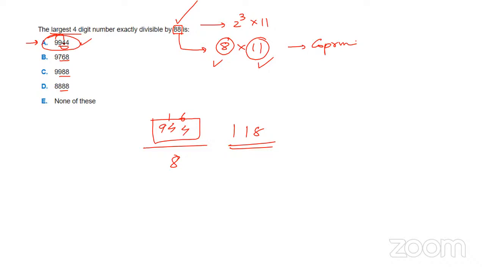Since this would be the largest number out of the options, if you add 88 again to it, it will be a 5-digit number. So you don't need to check any other option. Option A would be the right answer in this case.